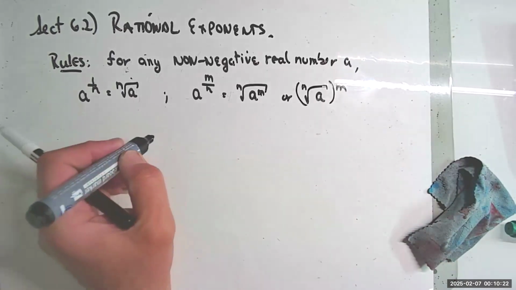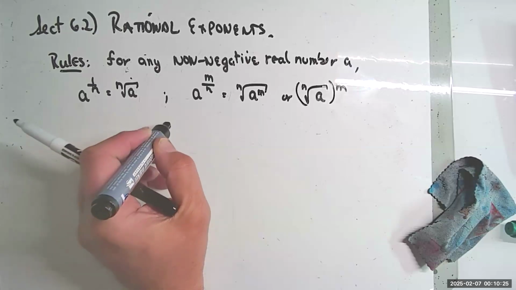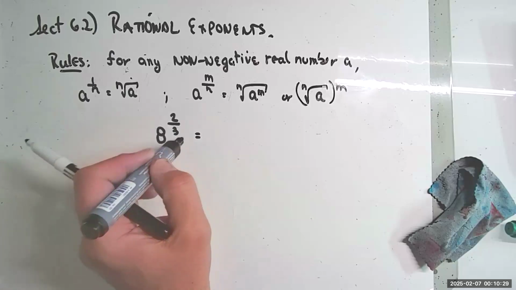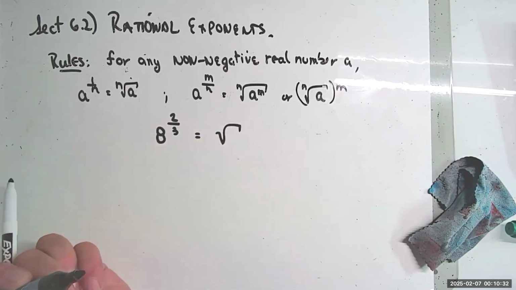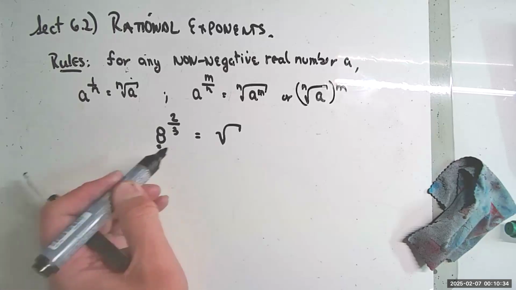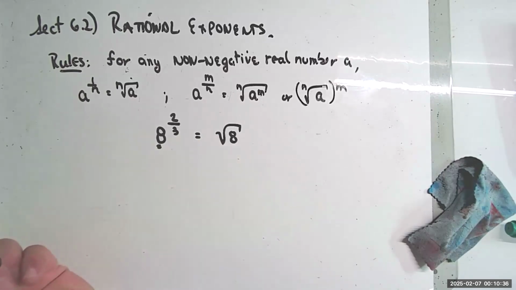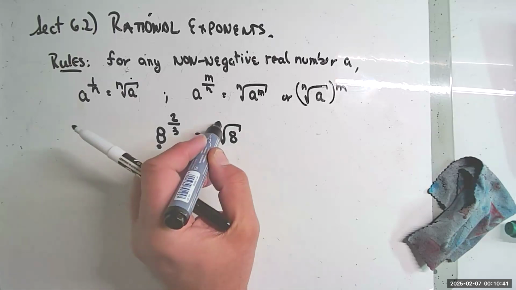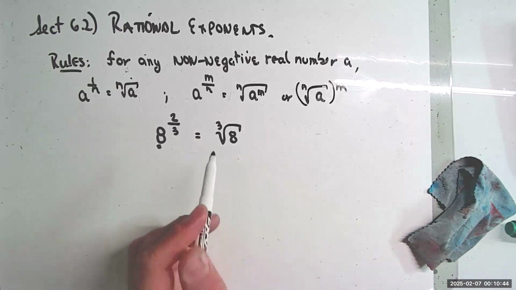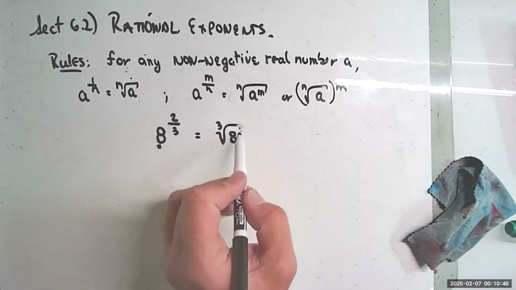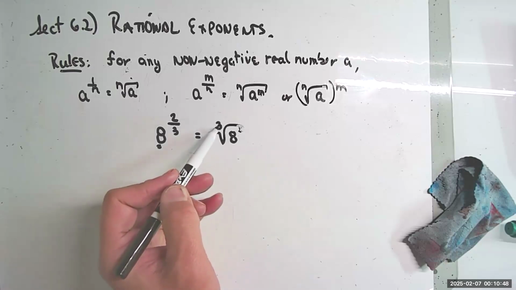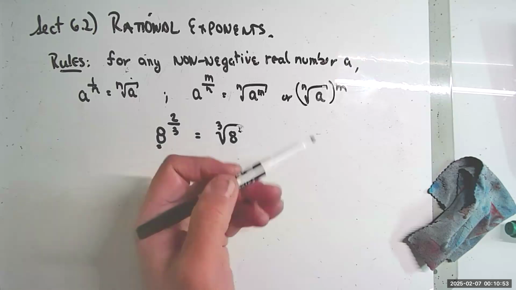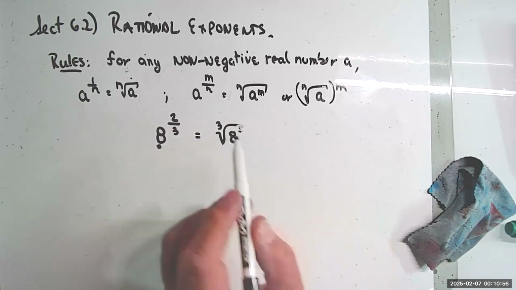What do I mean? If I have, for example, 8 raised to the 2/3, my exponent is a fraction, so I need to think of radicals. My base becomes my radicand. My denominator 3 becomes my index. And in theory, the 2 goes inside. So it will be the cube root of 8 squared, which will be 64. The cube root of 64 if I were to put the 2 inside.